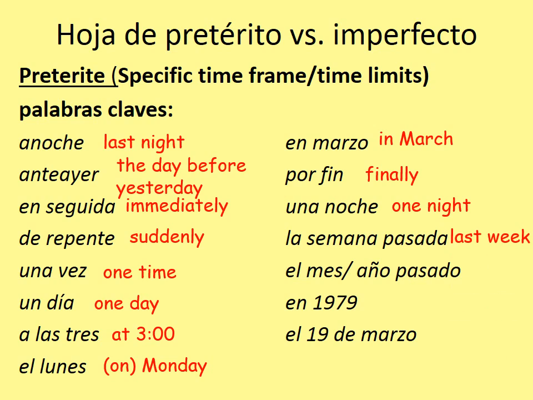La semana pasada, we know exactly when it happened. But again, it could be anything pasada. El mes pasado, el año pasado, en 1979, el 19 de marzo. So all of these are just examples of triggers that will tell us that we need to use the preterite because we know exactly when it happened. If you need to, pause here and make sure you have written down the ones you were unsure of.